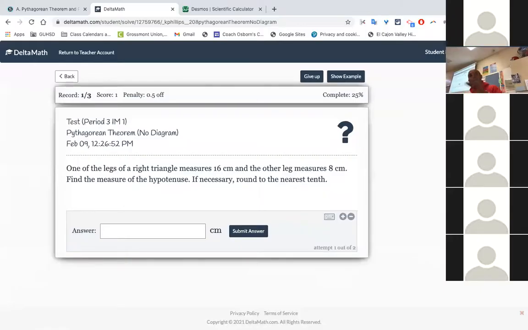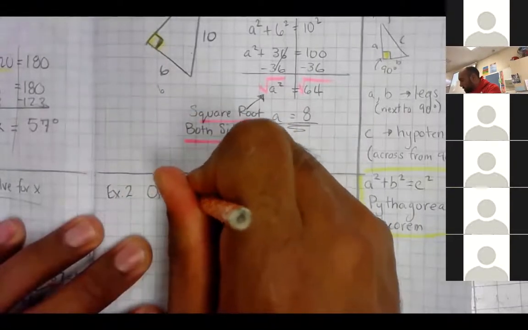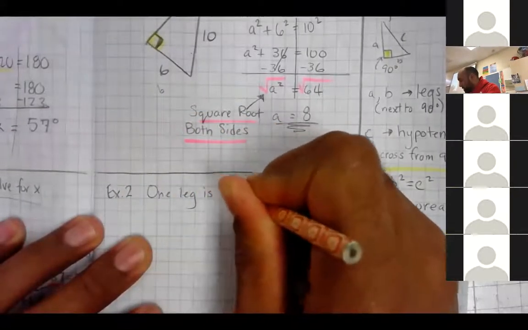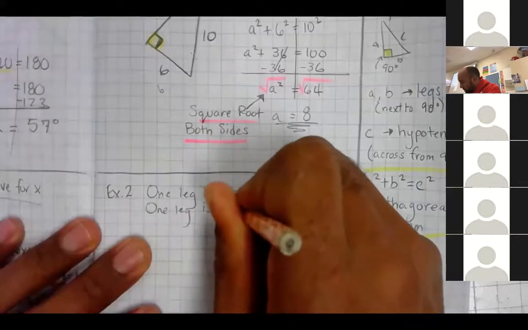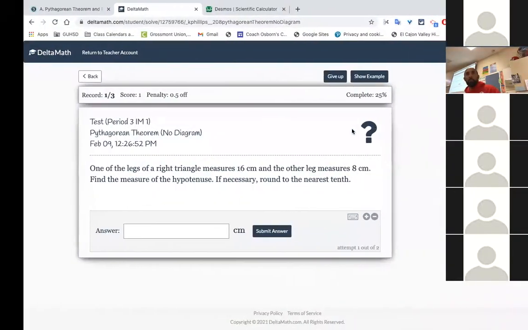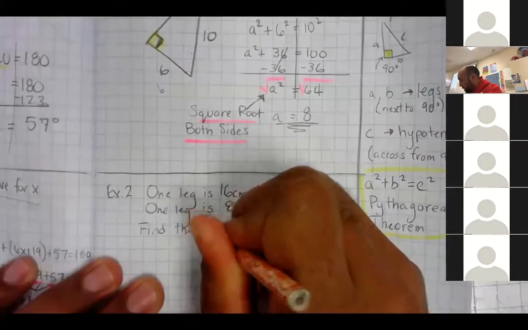The second set of problems gives you a description of the triangle. So it says one of the legs of the right triangle measures 16 centimeters, and the other leg measures 8 centimeters. Find the measure of the hypotenuse. Also, it says round to the nearest tenth. So let's write all this out. It says that one leg is 16 centimeters. One leg is 8 centimeters. Let me make sure I wrote that right. Yep. And then it says find the hypotenuse.